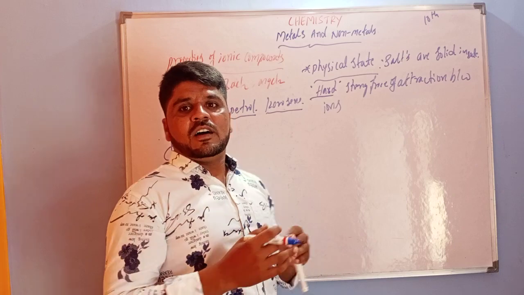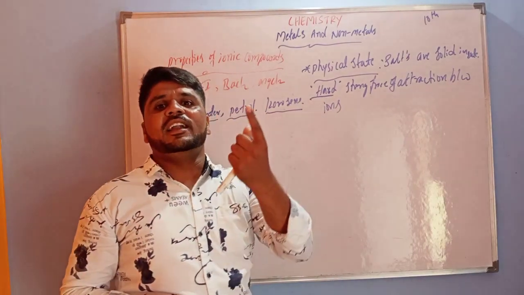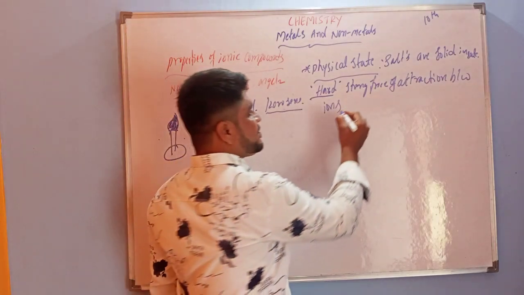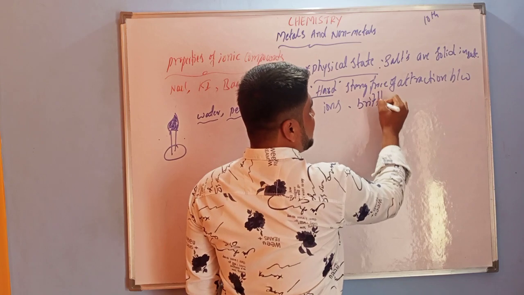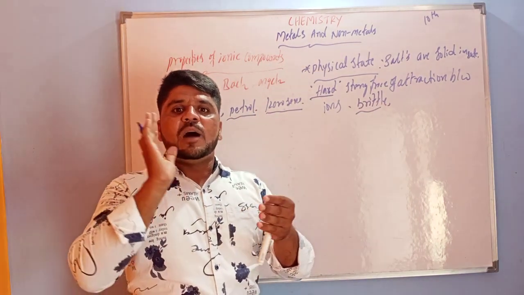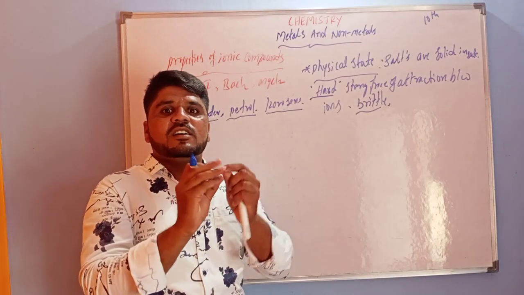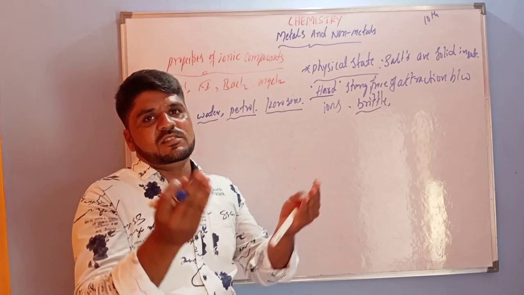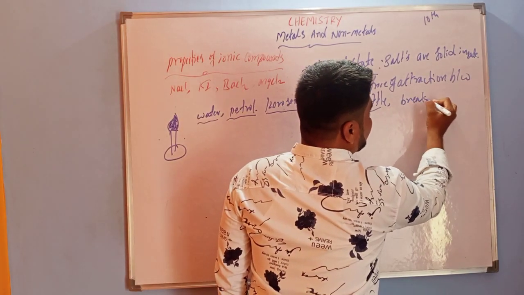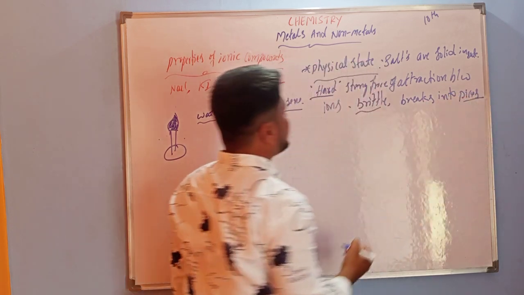Okay. Next, one more thing: they are hard and brittle. Brittle means having shattering capacity. If you apply more pressure on these ionic compounds, they break into pieces.